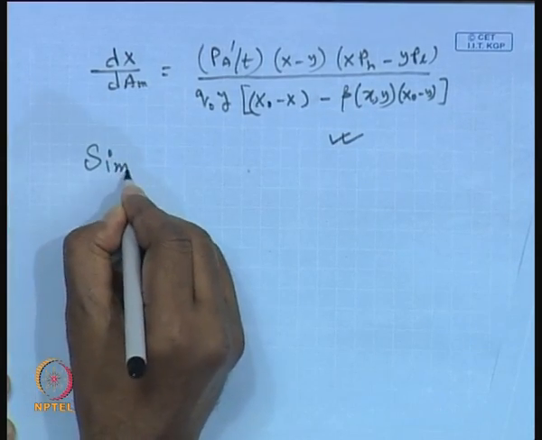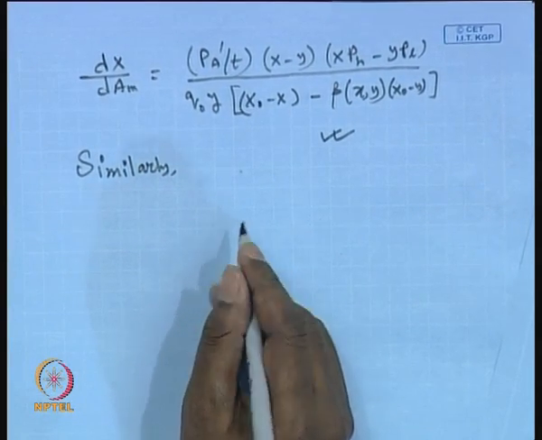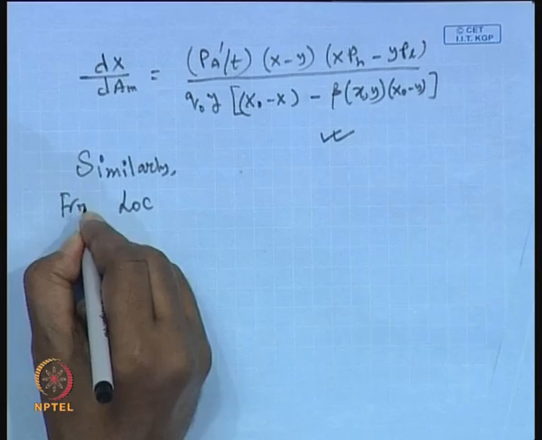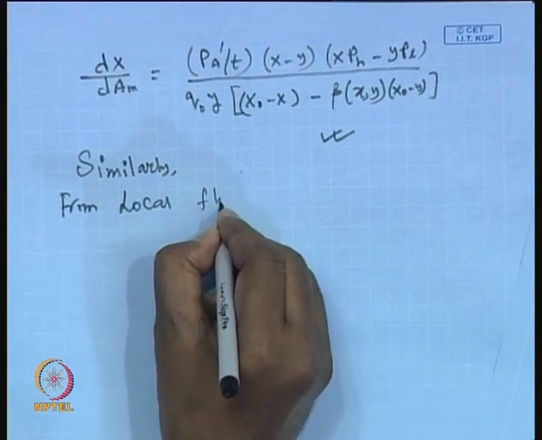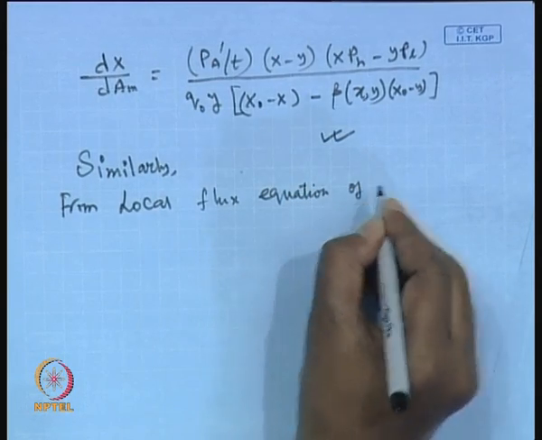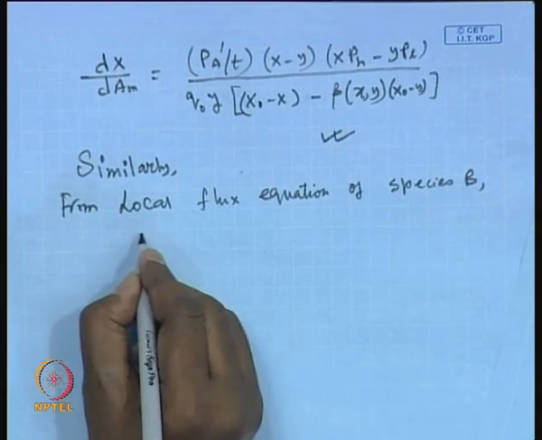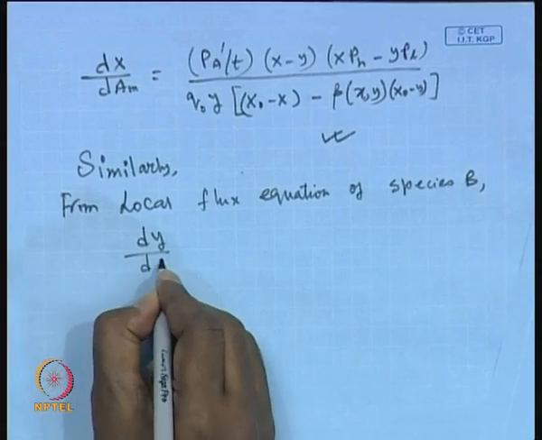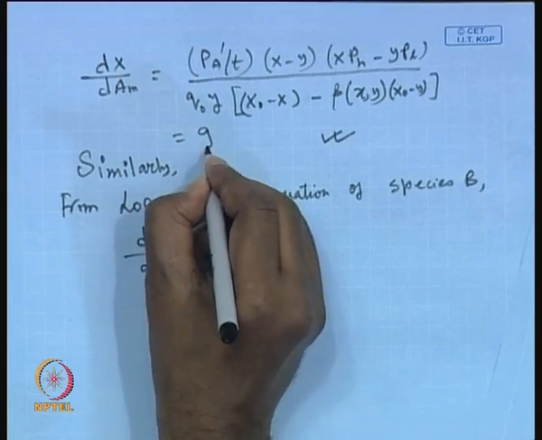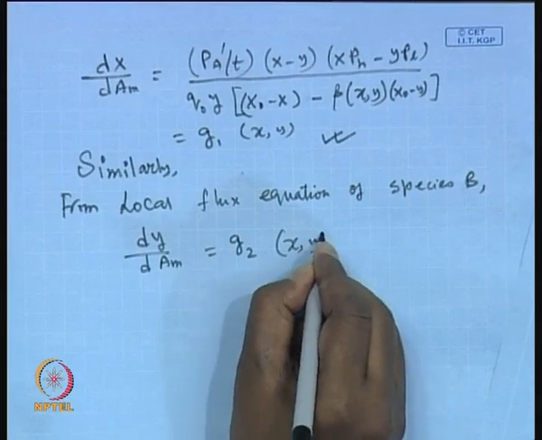Similarly, from the local flux equation of the species balance of species B, you can obtain an expression of dy/dθ. Okay. Let us say this is G1 as a function of x and y, and this will be obtained as G2 as a function of x and y.